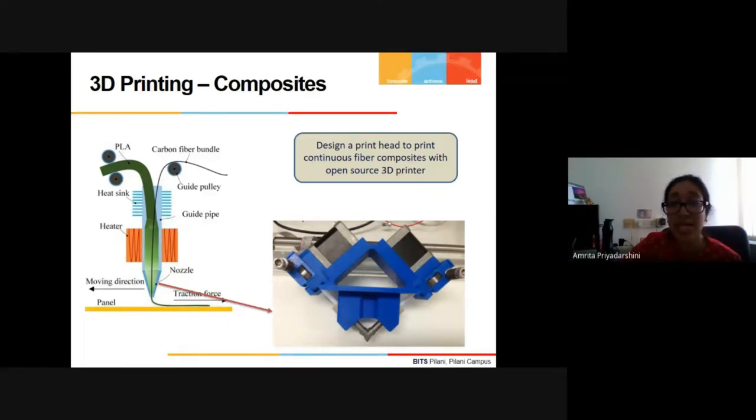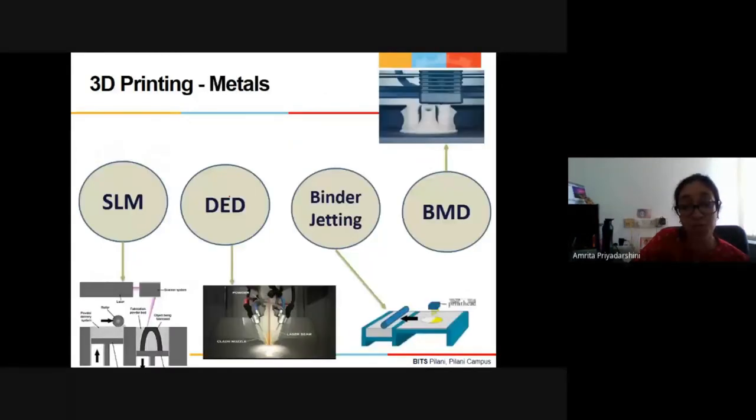So basically, designing the print head to print continuous fiber composites. It's an open source 3D printer. Open source 3D printers nowadays are becoming more popular, because you have a lot of flexibility. You can explore more, and come up with a lot of innovative things. You can do a lot of process parameter changes and do the study. So open source 3D printers are very popular nowadays, and a lot of research is going on in that direction. This is something related to 3D printing of composites.